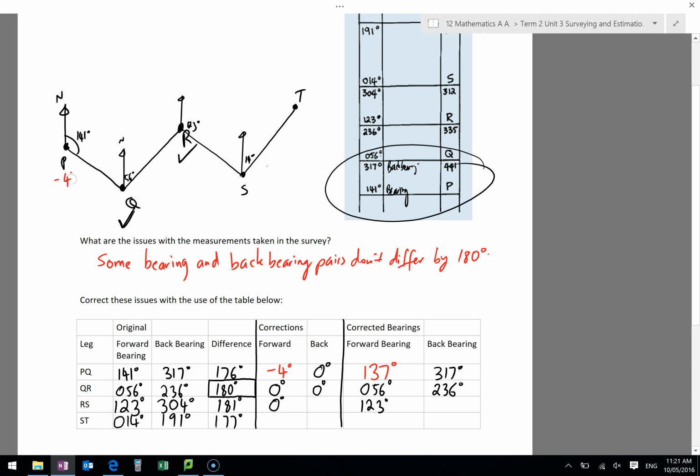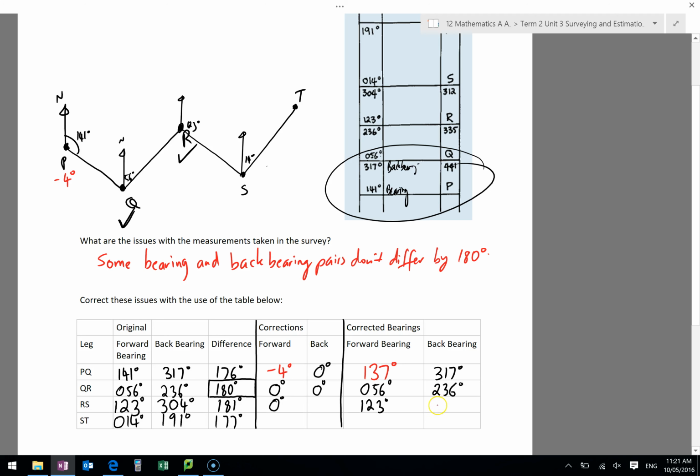So for every measurement I make from point P, I need to subtract 4 degrees from it because my compass bearing is off. It's not pointing north; it's pointing 4 degrees to this direction. It's actually showing north around here. So I've corrected there.